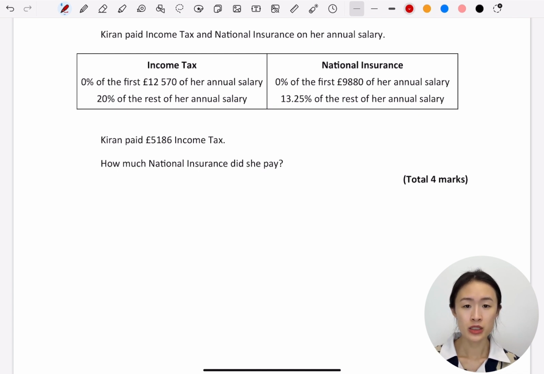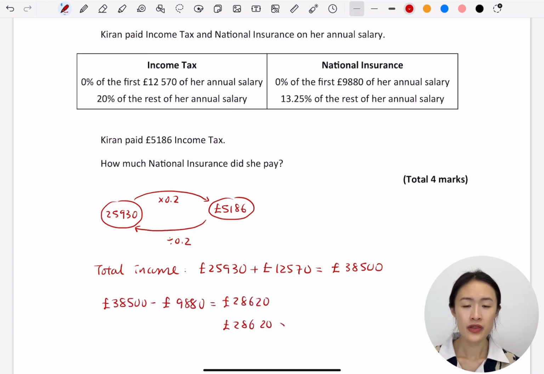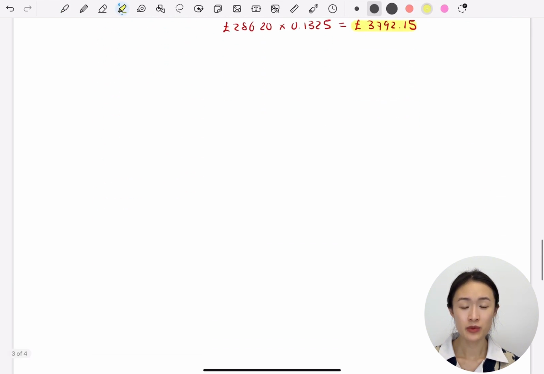Now what we needed to do is to work out her total income. The number's 20% is 5,186. Therefore, to work out that taxable income, we needed to do 5,186 divided by 0.2, and that gives us 25,930. We add on the personal allowance, which is 12,570, and that gives us a total of 38,500. If we take away 9,880, 13.25% of the rest is the national insurance she needs to pay, and as we can see, it's 3,792.15.